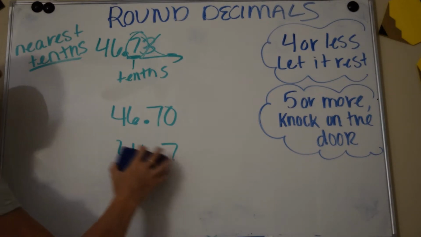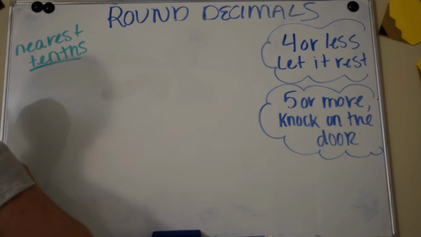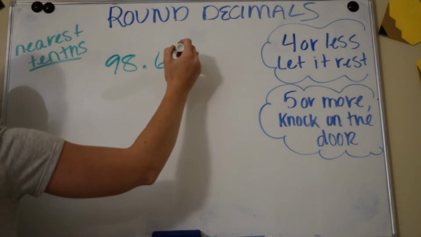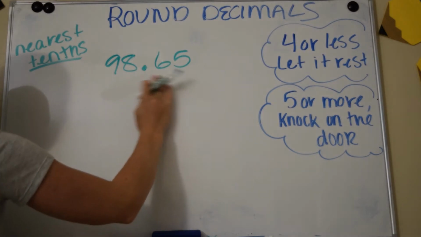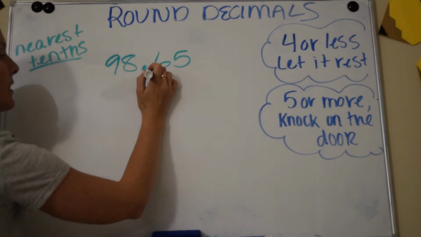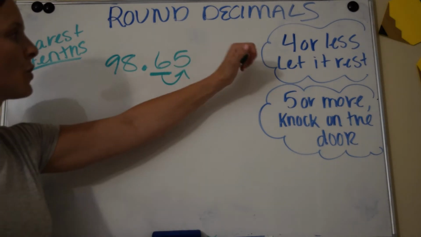Let's do another one. Let's do another one that is a tenths place. What if I had 98 and 65 hundredths? Okay, and they said round to the nearest tenth. So first step, underline the digit that's sitting in the tenth spot. Look to the right. Which scenario is it?